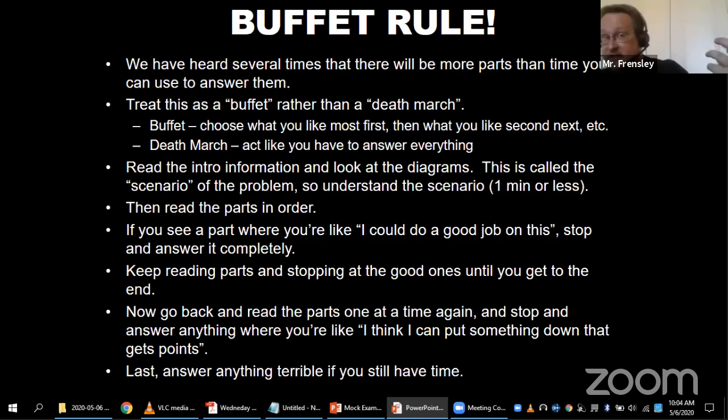If the answer is yes, you're going to answer those parts where there's a chance you could get points on that. If there's any time left at the end, you're going to do the parts where you're okay taking a complete guess here. It'd be best if you could answer every part, but answer the parts you know, answer the parts you think you know, and then the bad stuff last.